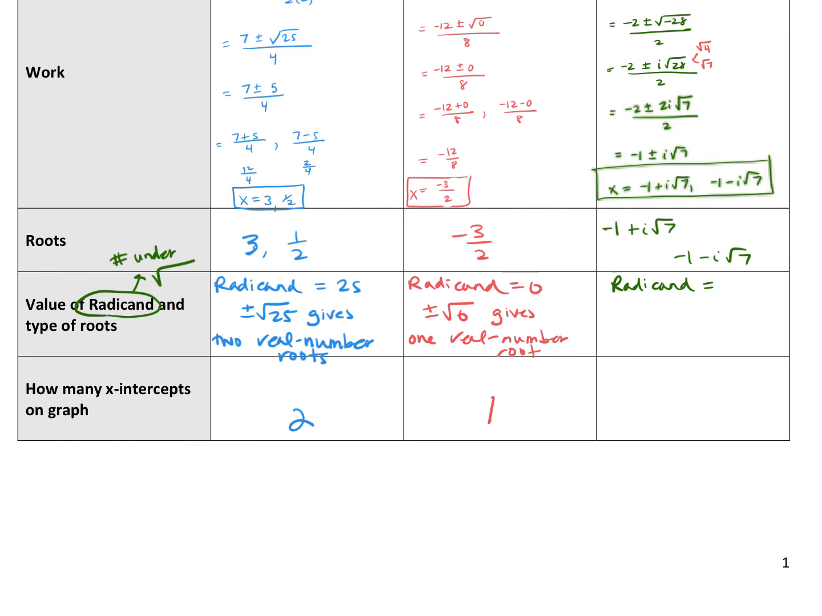And then last, our radicand on this last one was negative 28. So plus or minus square root of negative 28, you have to bring in i. So that gives 2 complex roots. And that's because of the square root of the negative number, we would bring an i right there, making that a complex root. How many x-intercepts would that quadratic equation have? None.